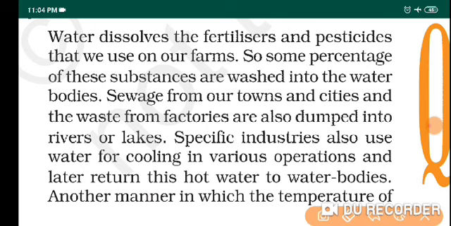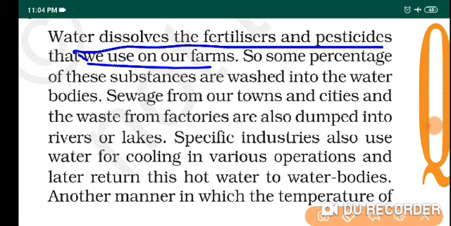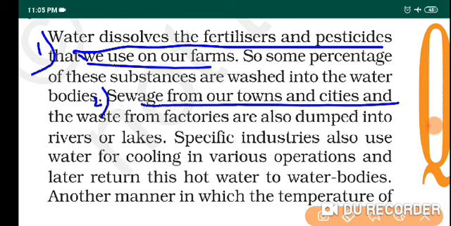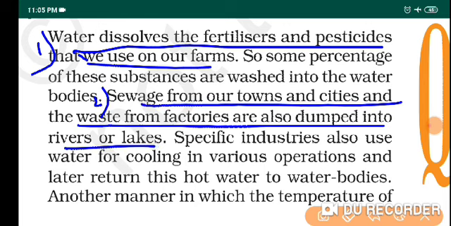So this is the second question which you have been knowing from primary classes, because many things get dissolved in water, isn't it? So all that will pollute the water and will not make it potable for us. It will not be usable for us then, because some percentage of these substances, the fertilizers and pesticides which are sprayed, will move into the water bodies. So this is one important way in which the water is polluted. Secondly, the sewage from the towns and the cities is also let out into the rivers and the lakes.